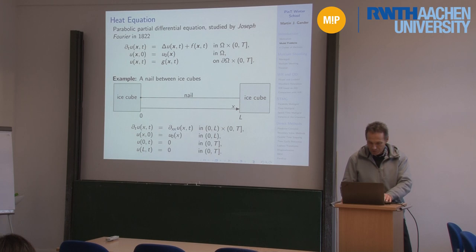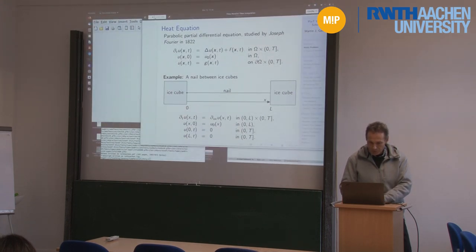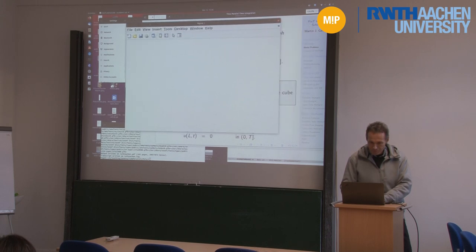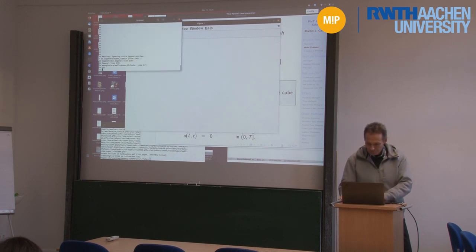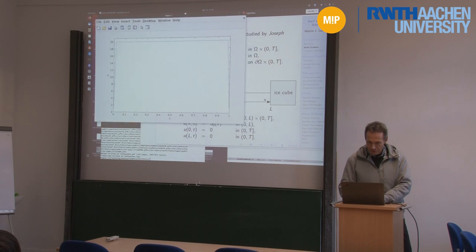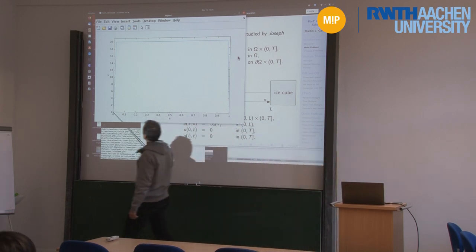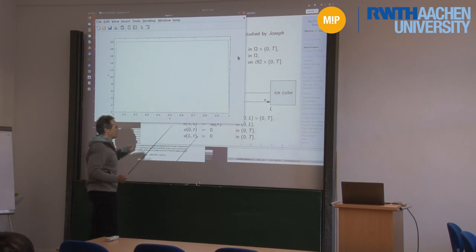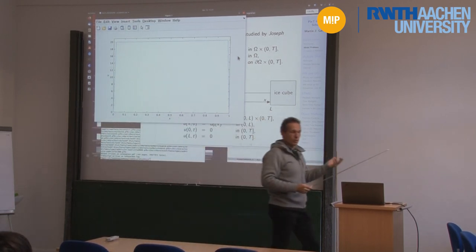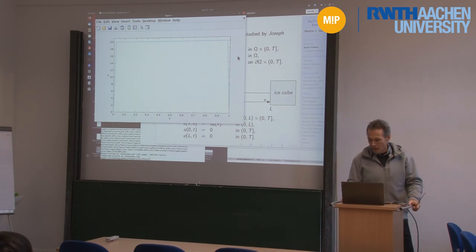And for this, I have a MATLAB implementation somewhere. Here. And the first one I do, you see, it's a forward Euler example. So here you can see this is the nail. And I have a 0 temperature here, a 0 temperature here. I start at 20 degrees. And now I just solve this equation approximately with a forward Euler method in time and centered finite differences in space. And we just solve and we look.